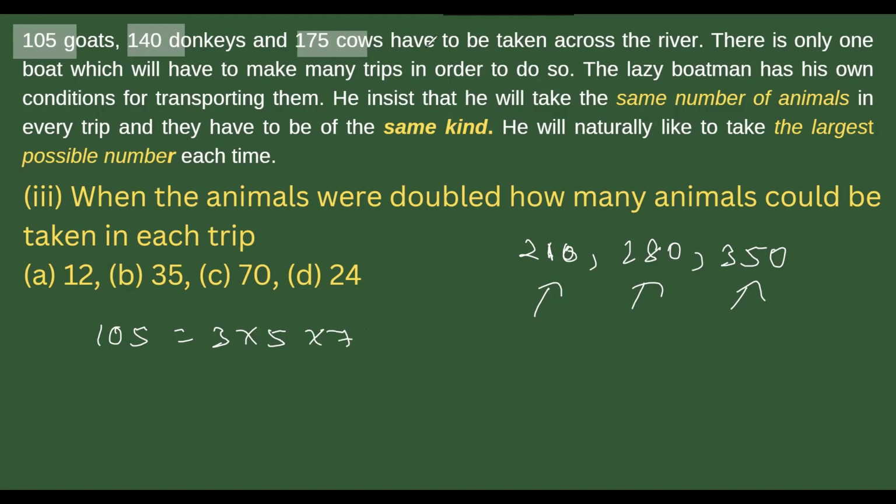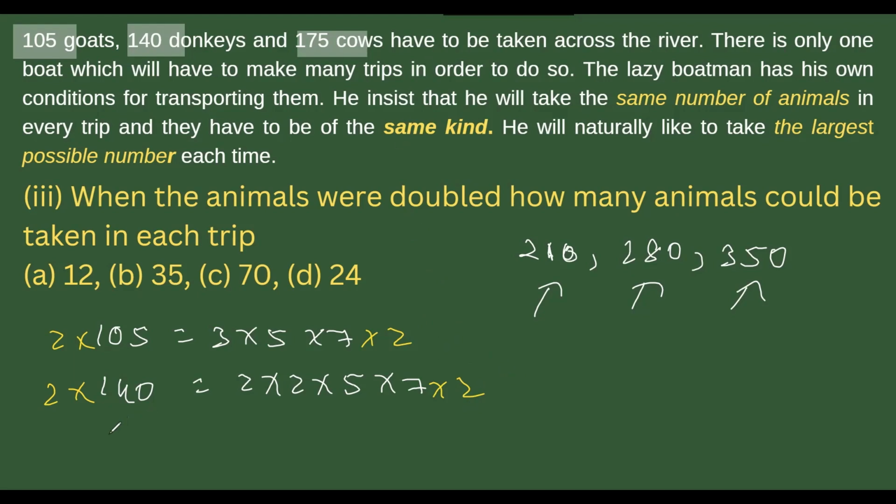But then if I have to double this, that means there will be an additional 2 in its prime factorization. Likewise, the prime factorization of 140 was what? 2 into 2, 4 into 5 into 7. Now, since we are doubling it, there will be multiplication of 2 on both sides. So an additional 2 will be there.